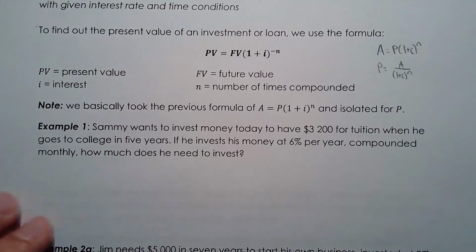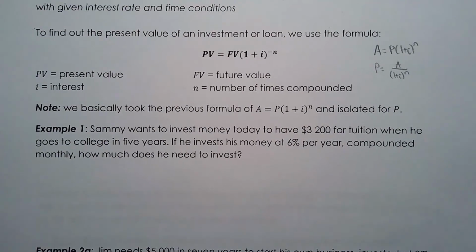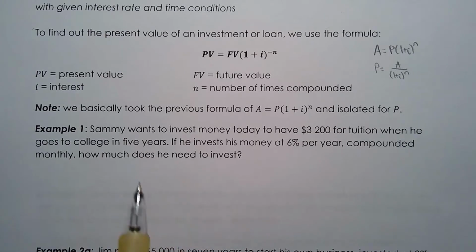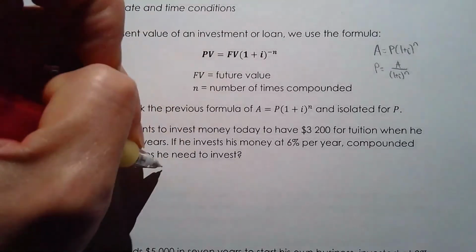All right. So Sammy wants to invest money today to have $3,200 for tuition when he goes to college in 5 years. Before we keep going, good job, Sammy. He's planning for the future. He knows he needs this amount. So he's going to try to let his money work for him. Now, you're not going to earn that much interest because it's only 5 years. But you know what? It's better than nothing. So let's take a look.